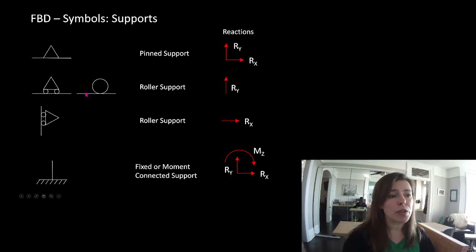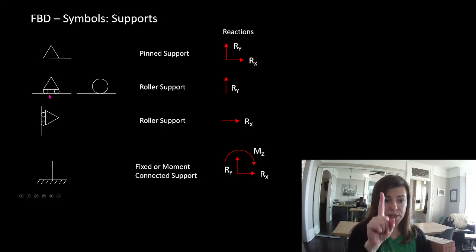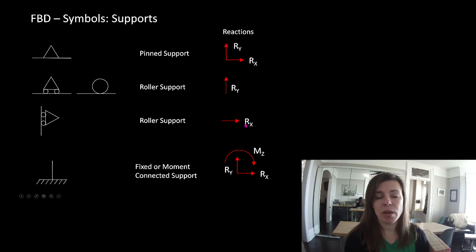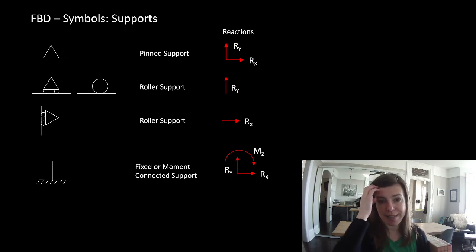A roller support only stops it in one direction and allows it to roll in the other. You can have a roller support that stops movement in the y direction. You can have a roller that stops movement in the x direction. Obviously, you can also have a roller that stops movement in the z direction, but we're focusing on our 2D plane.